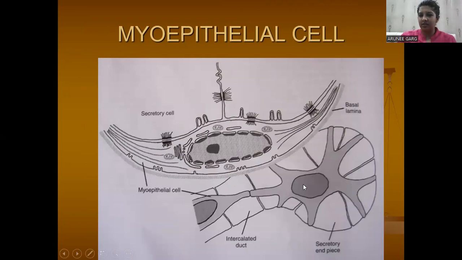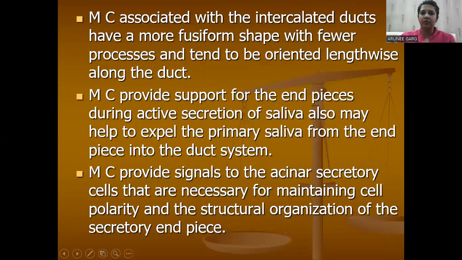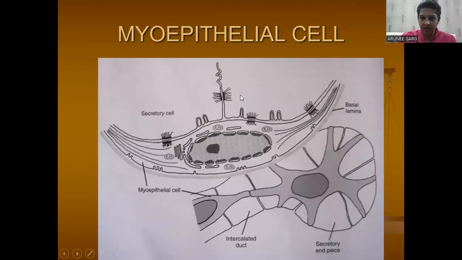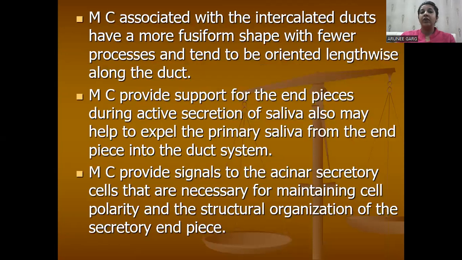And this is the secretory end piece, and the myoepithelial cell, which is stellate in shape, is around the secretory end piece and near the basal lamina at the base of the cells. You can see here, this is the cell of the secretory end piece, the basal lamina, and under it is the myoepithelial cell. The myoepithelial cells associated with the intercalated ducts have a more fusiform shape with fewer processes and tend to be oriented lengthwise along the duct.